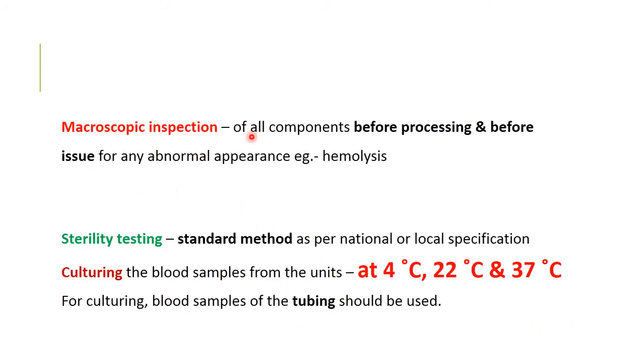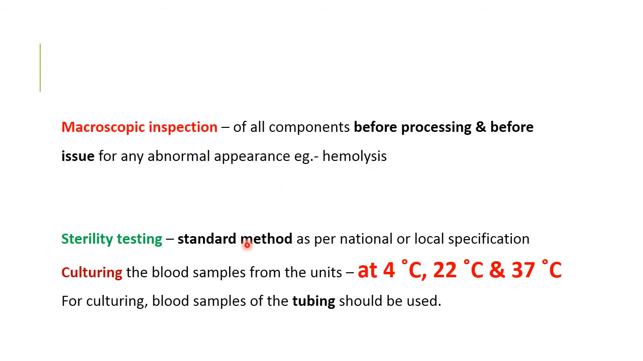Macroscopic inspection has to be done. That means we have to check the appearance of the blood units and their components. Before processing as well as before issue of blood or blood components, we have to check the appearance. For example, sometimes hemolysis might be present, and you have to check for it. Then only release the blood.